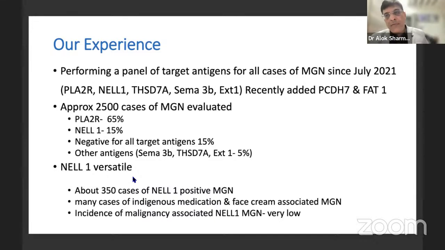As I have said earlier, in our cohort of 350 cases, the incidence of NELL1 associated membranous GN having an underlying malignancy is very low. So there are clear geographic differences, and as and when more geographic regions start bringing out their data, we'll probably get to know more about this very interesting antigenic profile of membranous GN.